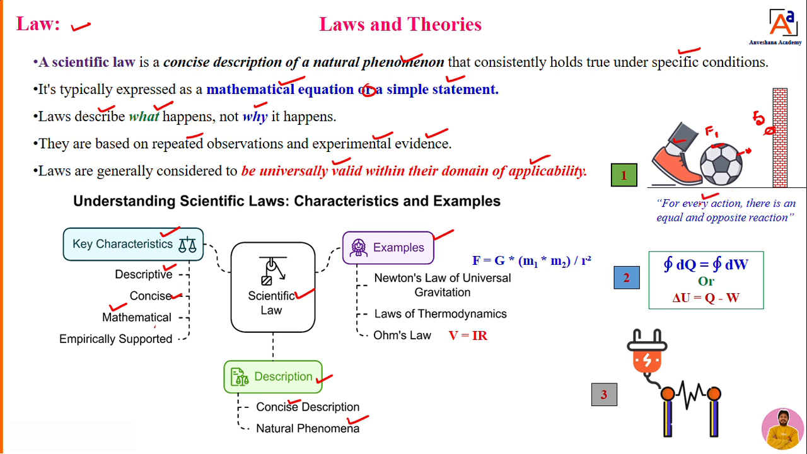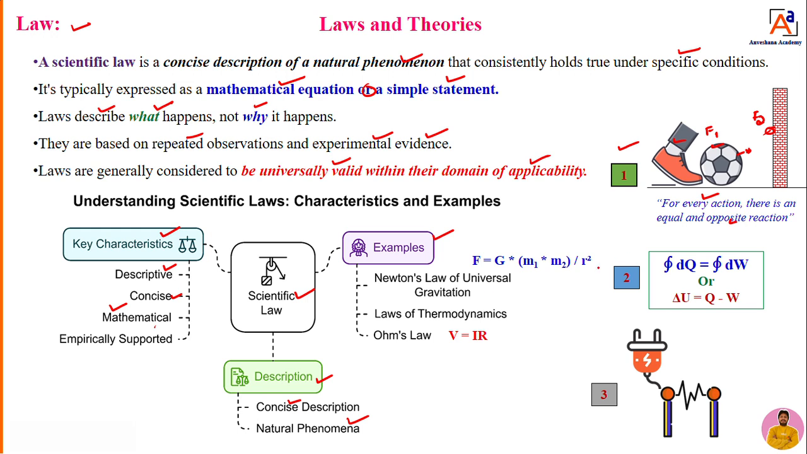So what is Newton's third law of motion? It's simple, right? It's a simple, concise statement. What is that? For every action there is an equal and opposite reaction. In a simple statement Newton has given the law, that we call Newton's law of motion, the third law of motion. So that is one example, the third law of motion.